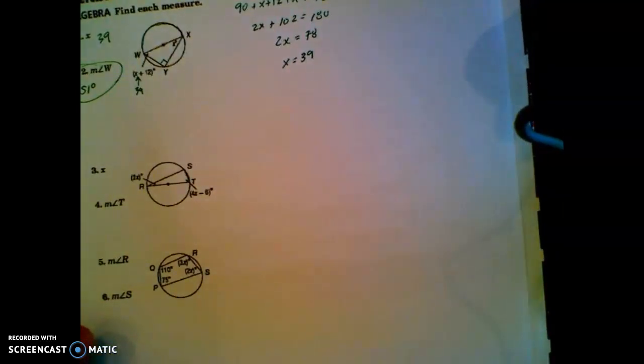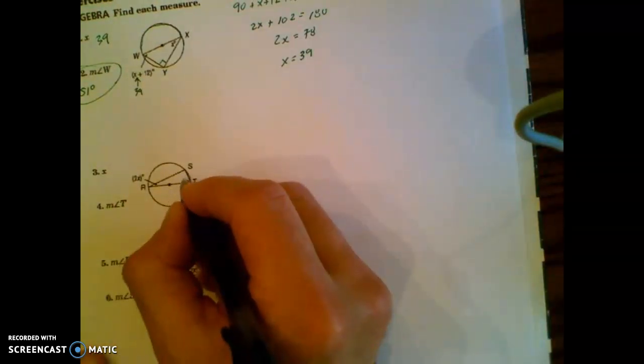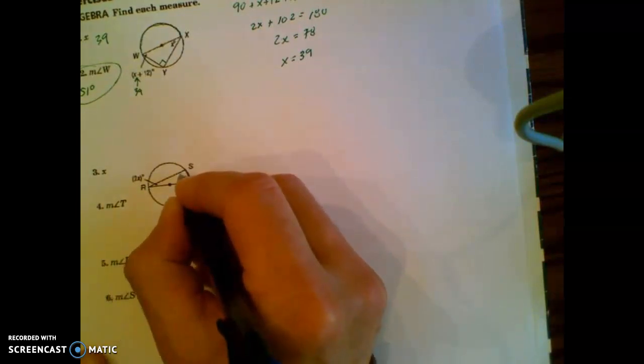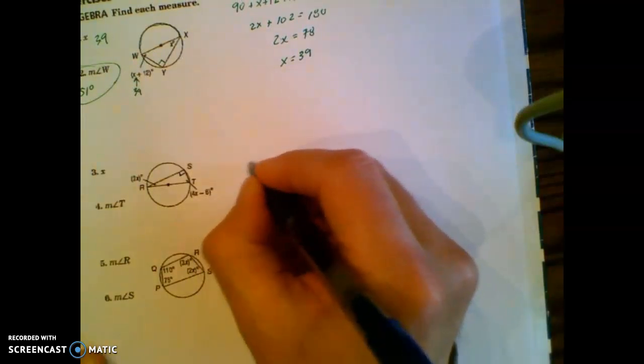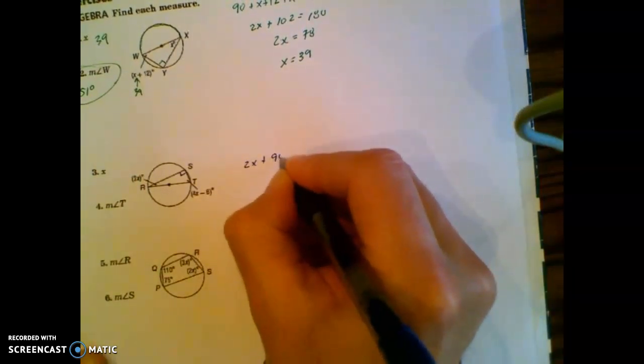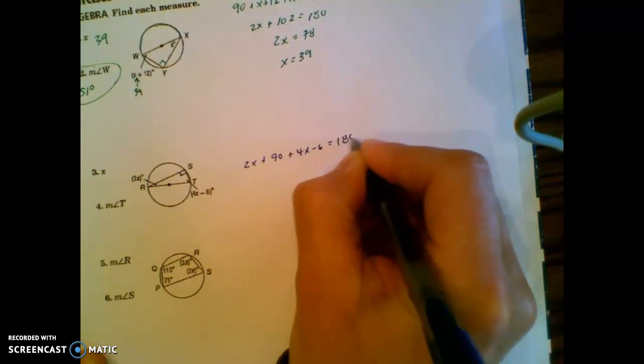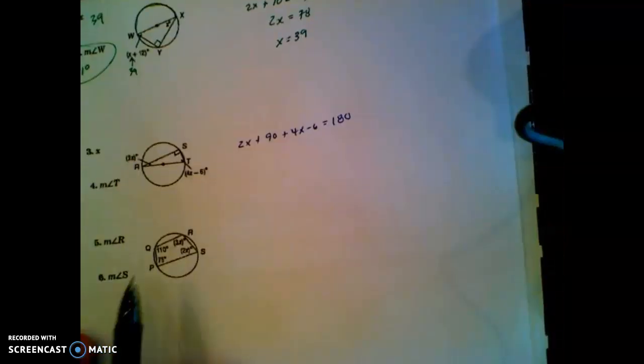Down here, and again, I notice I have a diameter right there, so I know I have 2 semicircles in that case. And let's see, this has got to be an inscribed angle making a 180-degree semicircle, so this again has to be 90 degrees right here. So again, I'd use the triangle sum theorem on this one. 2x plus 90 plus 4x minus 6 is equal to 180. Solve it for x, plug it back in. I'm running out of time, so I'm going to skip down to number 5 and 6.